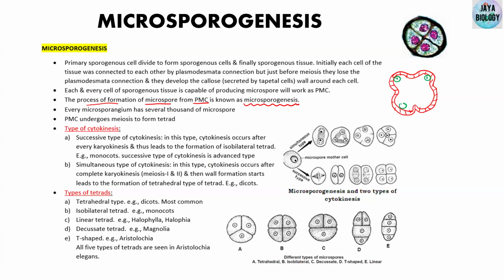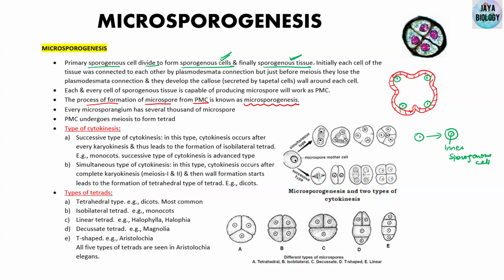Clear? Now this archisporial cell at the four corner will divide periclinally to form the outer parietal cell, and it is going to make the inner sporogenous cell. Clear? This is the inner sporogenous cell. Only one. Now focus on the line carefully. This sporogenous cell will divide mitotically to form sporogenous cells. Many cells will be made, and finally they will make tissue.